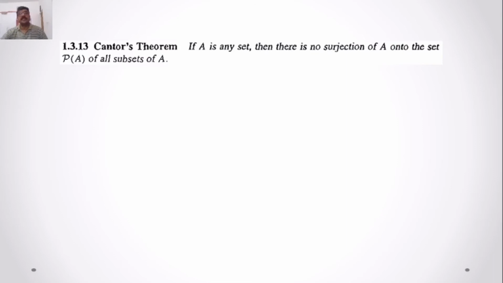Then the last theorem in this section is Cantor's theorem. Cantor's theorem says that if A is any set, then there is no surjection of A onto the set P(A) of all subsets of A. You cannot define a surjection from a set to its power set.